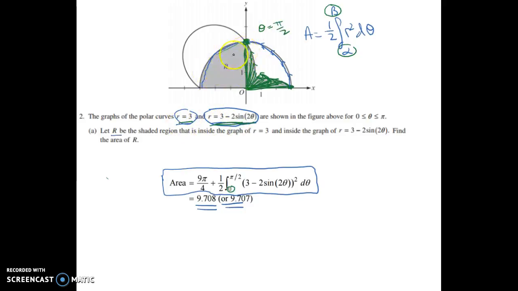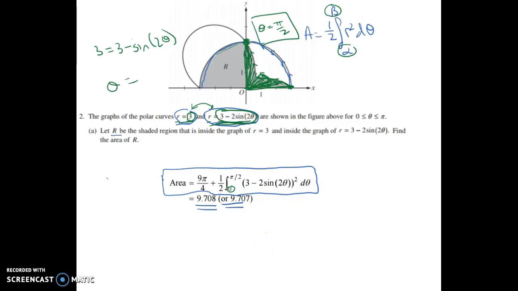But if you are not feeling confident about that, or if you had a problem where you weren't quite sure where one function was picking up and the other one was leaving off, you would just find the correct theta value by setting these two functions equal. Since it says r equals this and r equals this, we can simply set this 3 equal to this 3 minus 2 sine theta, and if you solve that equation, the theta value you get would be the theta where the graphs intersect.